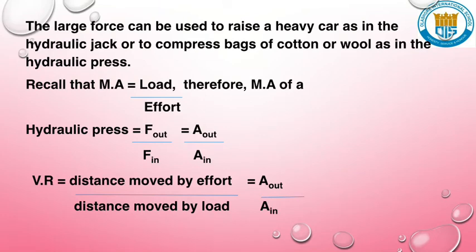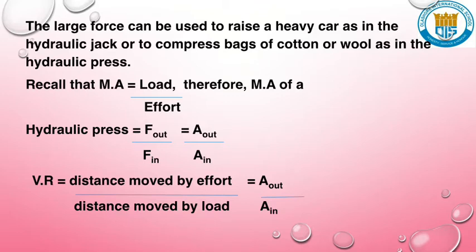As I said earlier, the hydraulic press finds use in lifting heavy equipment or heavy machinery. It is used in the hydraulic jack where we use it to raise heavy cars. It is used to compress bags of cotton or wool in the hydraulic press. Now, let us look at how this works. Since the hydraulic jack essentially is a kind of machine, then it must have something called mechanical advantage. Now, the mechanical advantage of a machine is the load divided by effort.